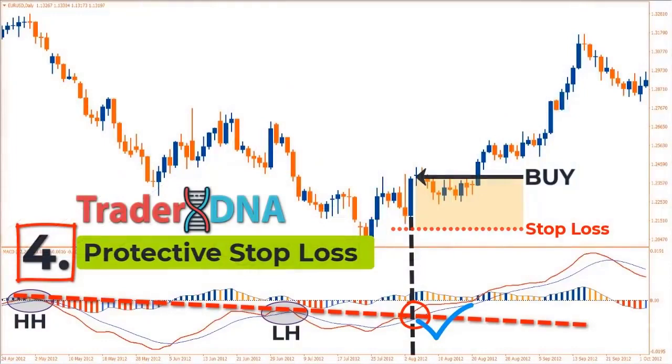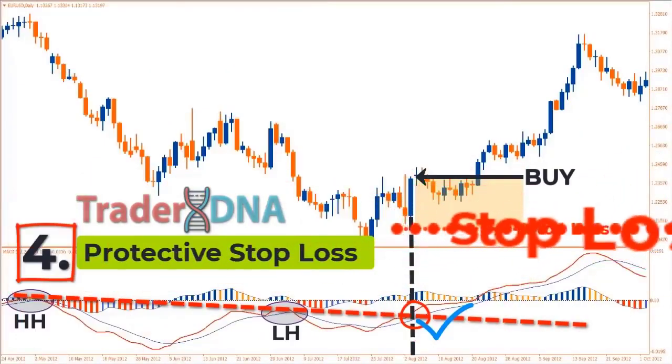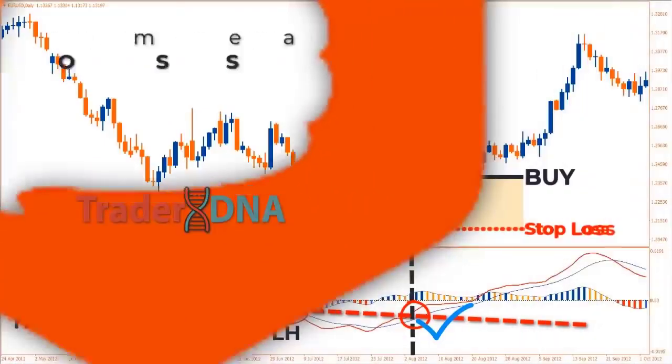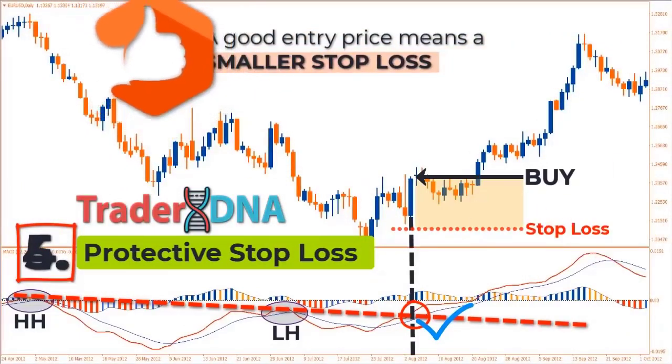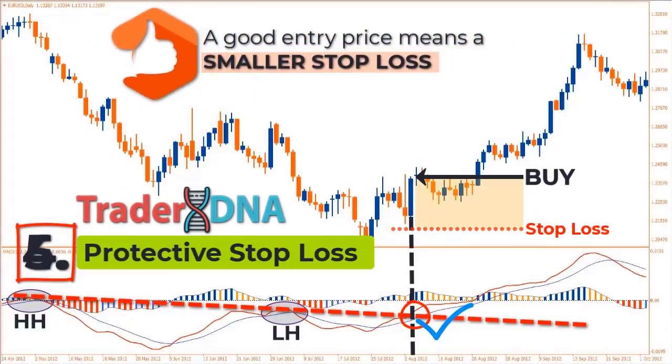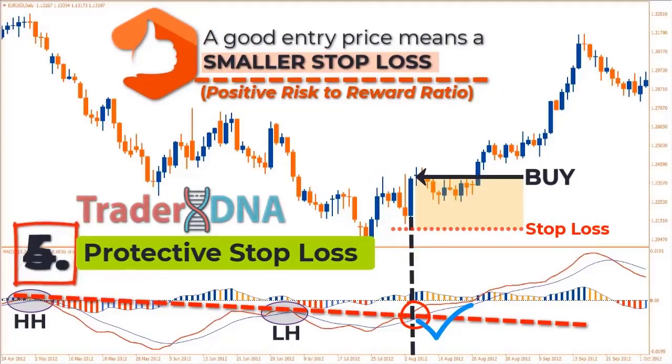Did you notice? The MACD trend line breakout trading strategy triggered the buy signal right at the start of a new trend. And what is most important, the timing is more than perfect. Now, what does this have to do with the stop loss? Basically, a good entry price means a smaller stop loss, and ultimately it means you'll lose a lot less compared with the profit potential, so a positive risk to reward ratio.